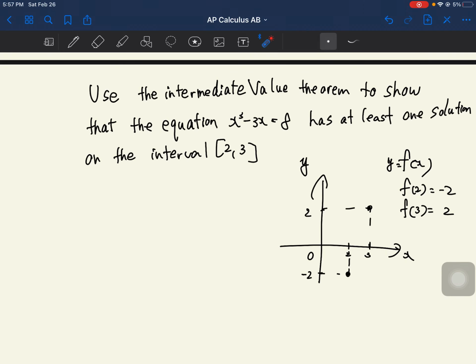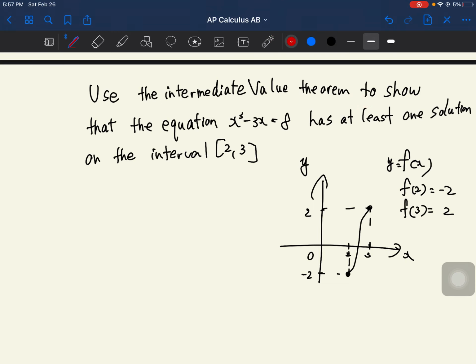Even though you're not sure what this graph looks like, you know at least this graph has a point here and here. And if f of x is continuous, obviously this function is continuous, you can imagine that this graph is at least crossing the x-axis somewhere between 2 and 3, you know?